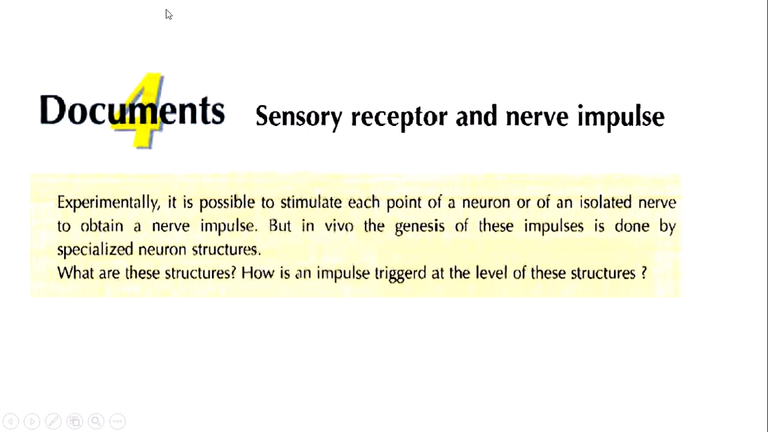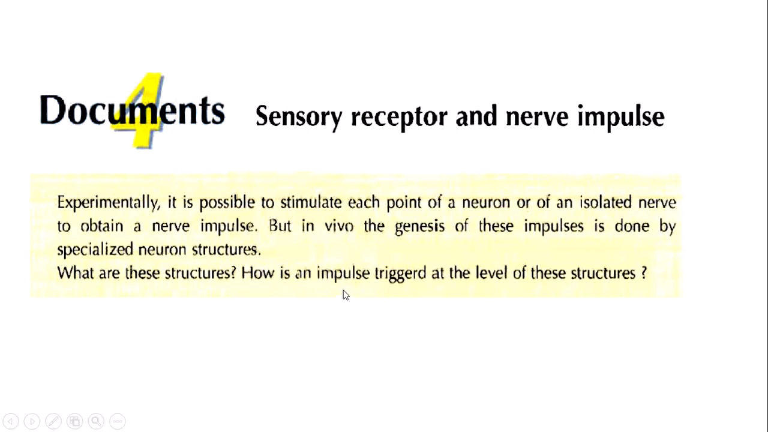They said experimentally it is possible to stimulate each point of a neuron or of an isolated nerve to obtain a nerve impulse. This sentence relates to what we've been doing in the previous activities in documents 2 and 3 in particular, where, if you remember, we used to apply any stimulation at any point of the nerve fiber. If this stimulation was effective, meaning equal or above threshold, an action potential should be generated and detected.